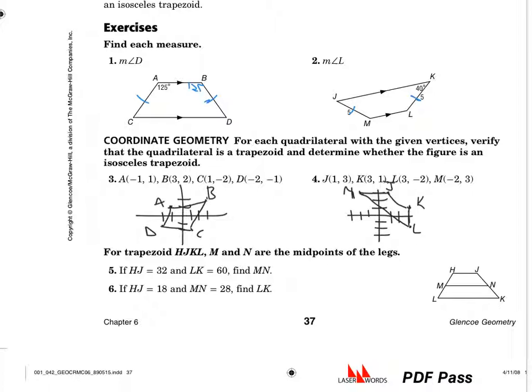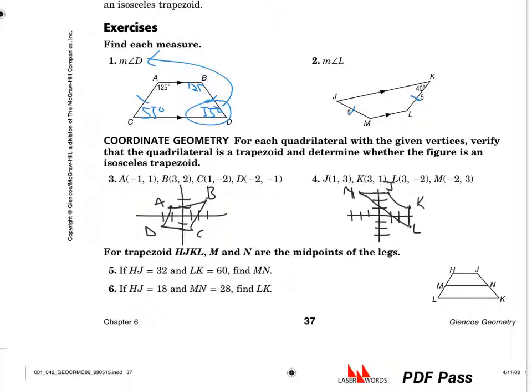These ones next to each other are going to be supplementary to each other. That has to do with the parallel lines and the consecutive interior angles. So if you subtract from 180 for both of these, you're going to get 55 degrees. So the measure of angle D is 55 degrees.